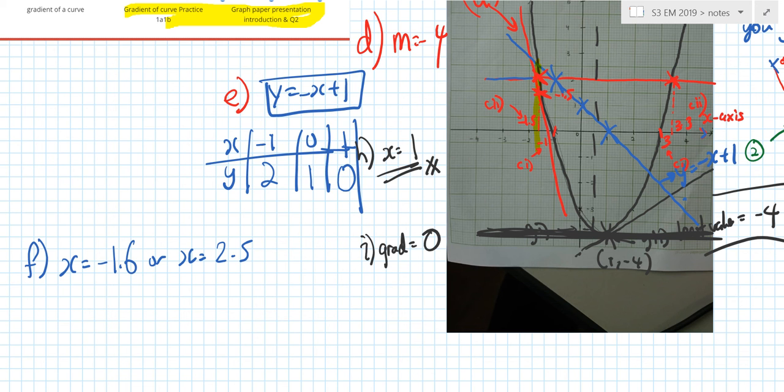Can I look at part 2 now? Part 2 says what? Can I read the question? These values are the solution for ax squared plus bx plus c. Find the value of a, b, and c.